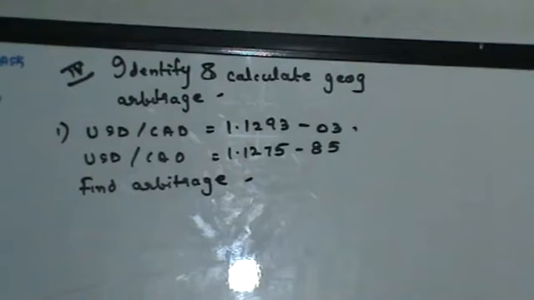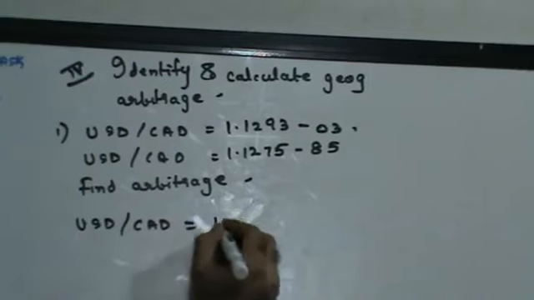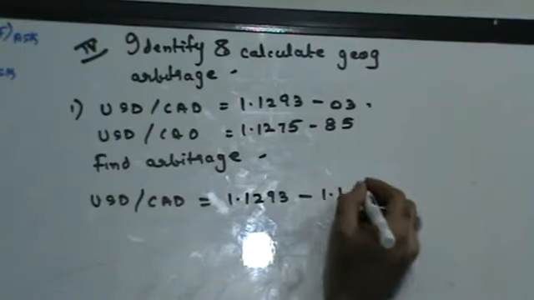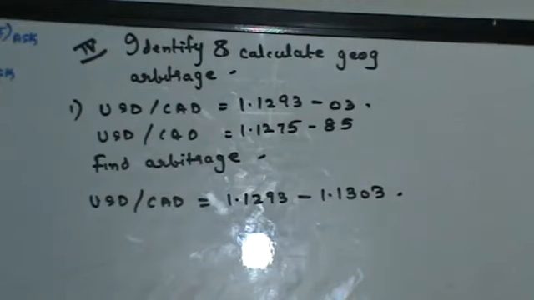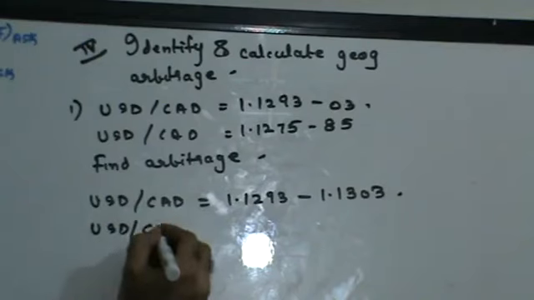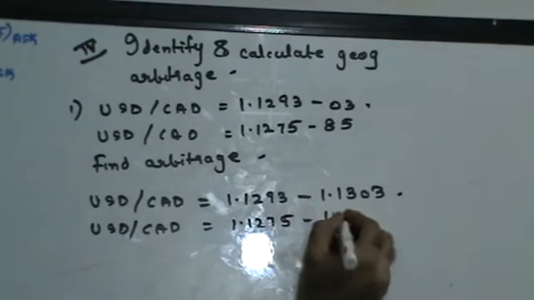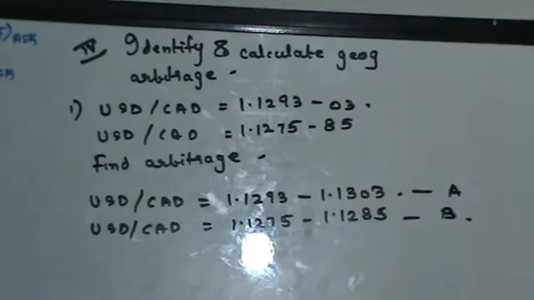Right? Now, first of all, let's write the quote correctly. US dollar, Canadian dollar is 1.1293, 1.1303, since my ask has to be greater than bid. Then US dollar, Canadian dollar, this is 1.1275, 1.1285. Call the first quote as A, call the second quote as B. For arbitrage to exist, bid should be greater than ask.